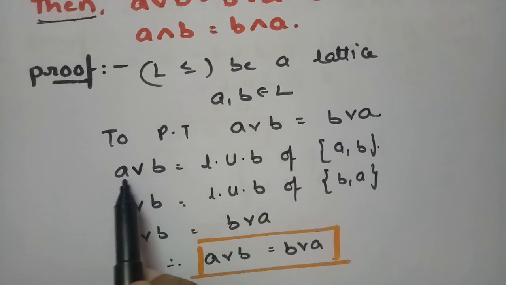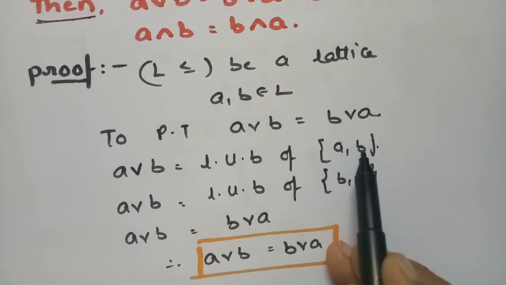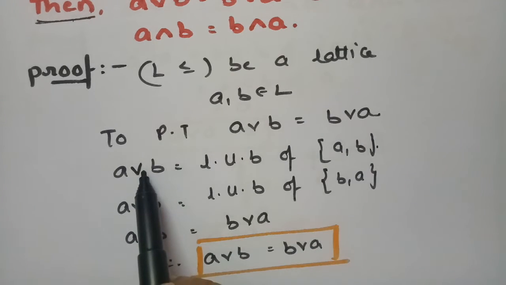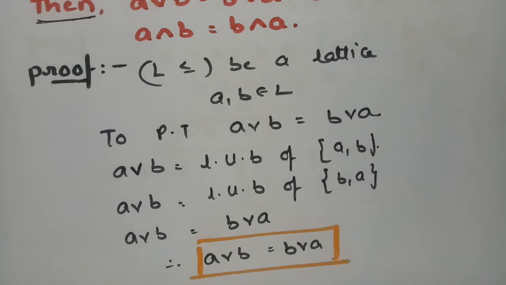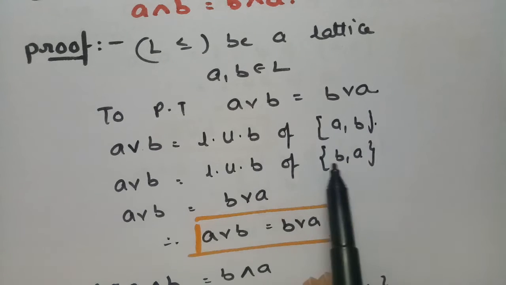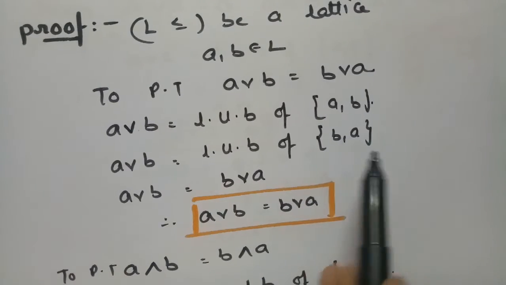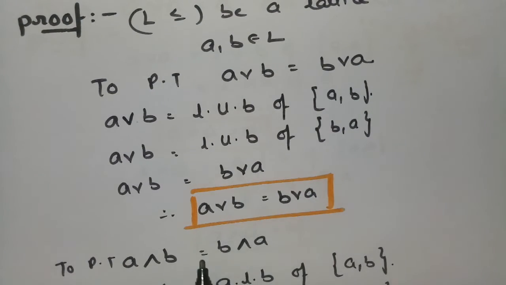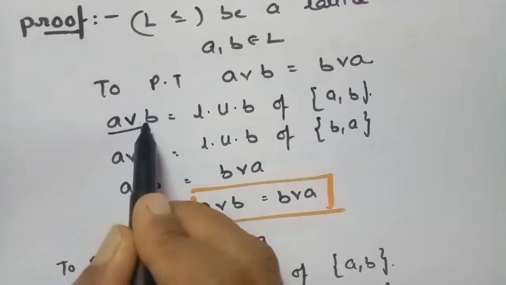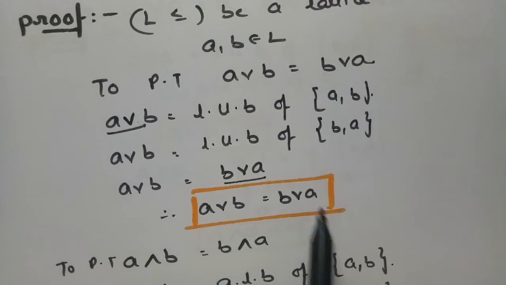It's very clear. What is A join B? It is the least upper bound, which is nothing but the supremum of the set A comma B. So this value is the supremum. The set elements can be interchanged, so the least upper bound of B comma A can be written as B join A. So I have taken A join B and I got B join A. Therefore A join B is equal to B join A.